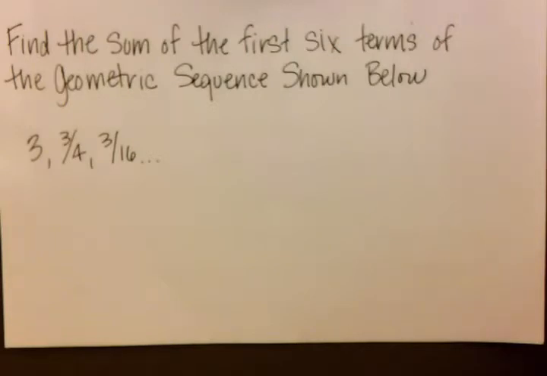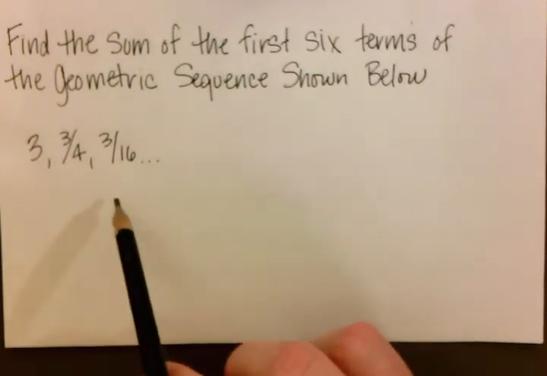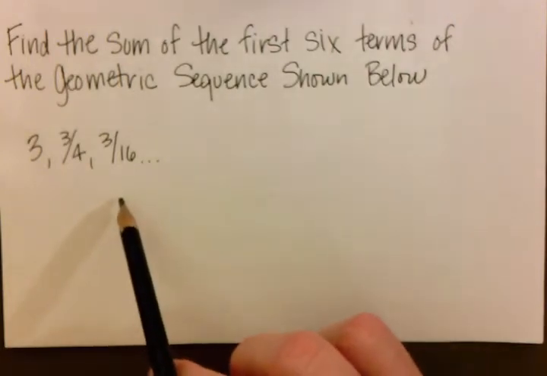Find the sum of the first 6 terms of the geometric sequence shown below. So it gives us 3, 3/4, and 3/16.